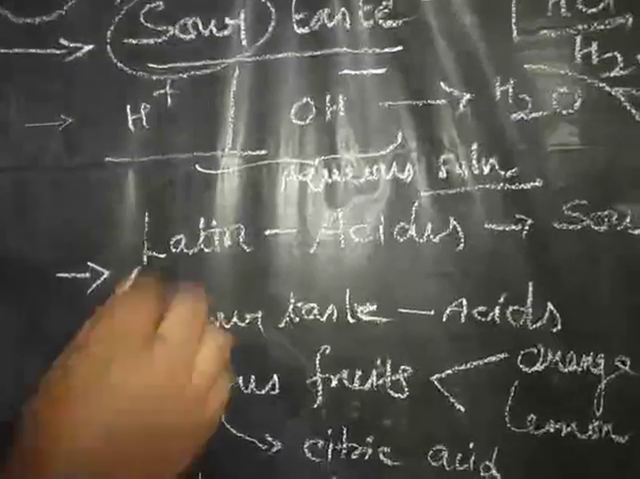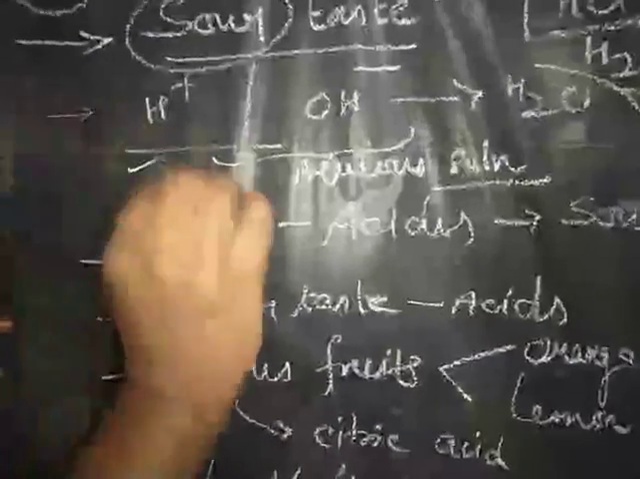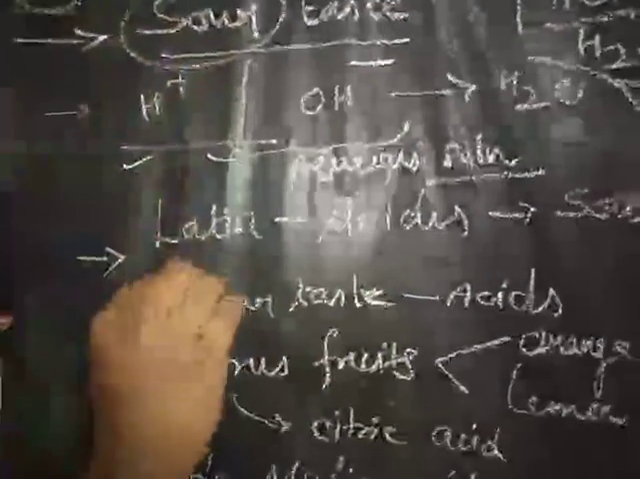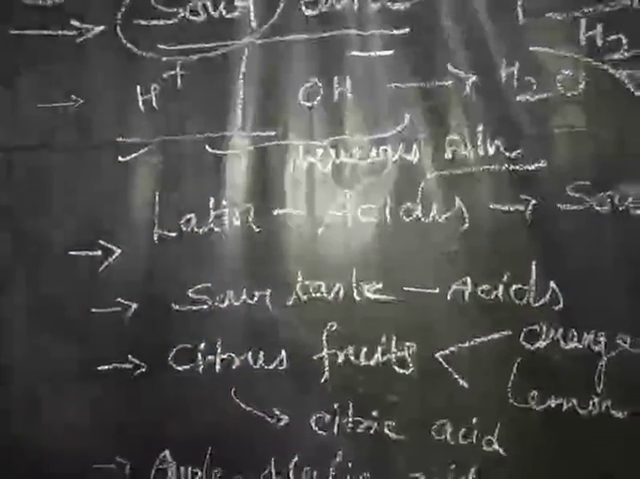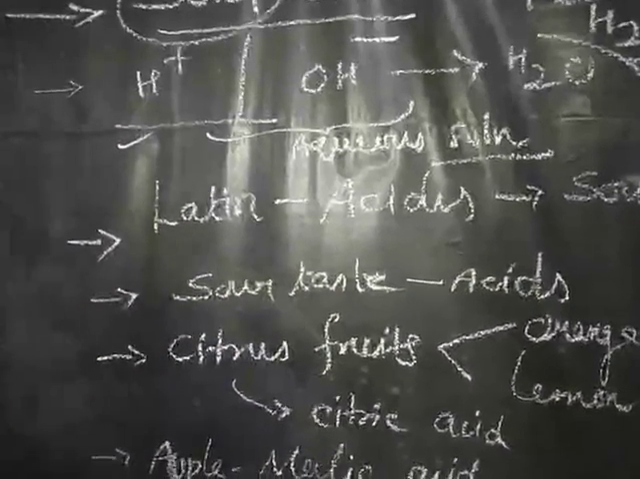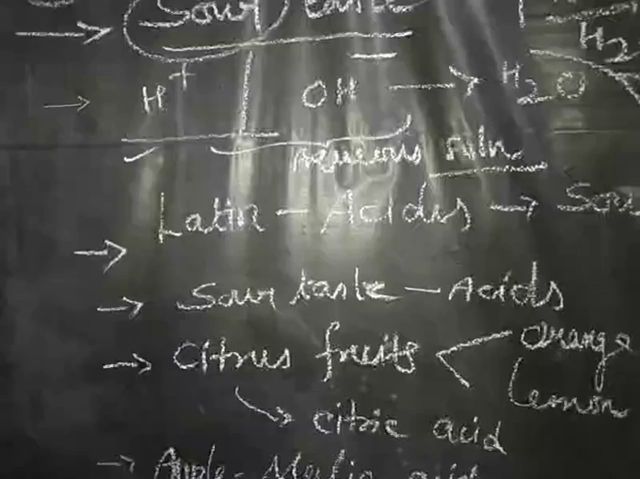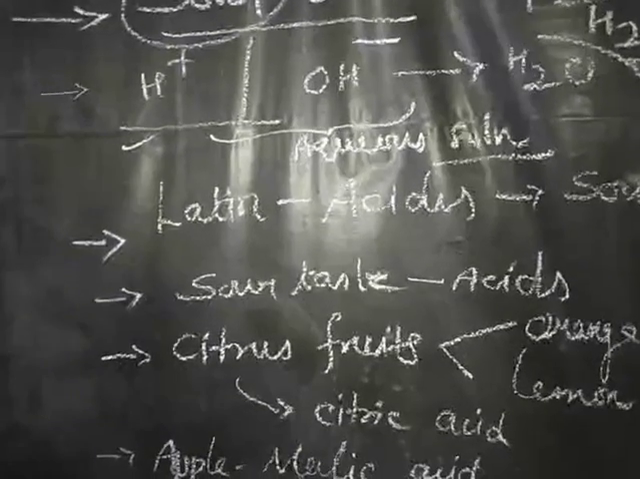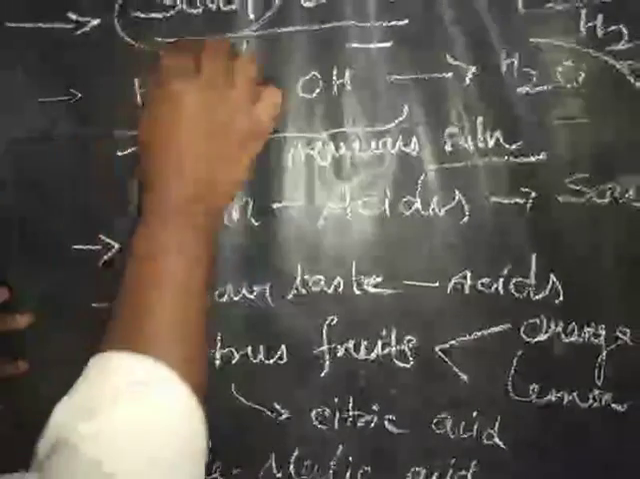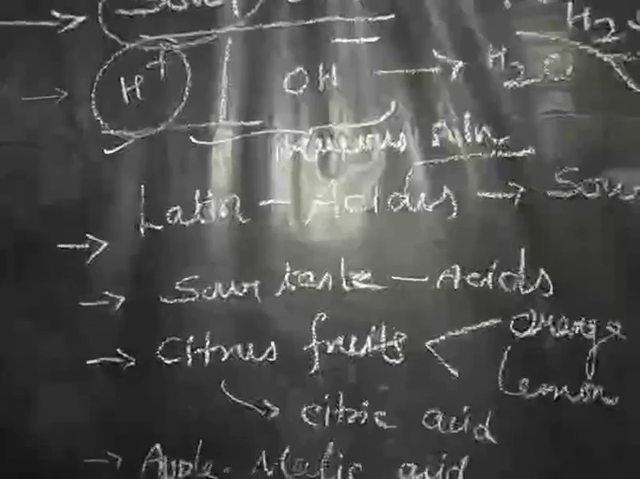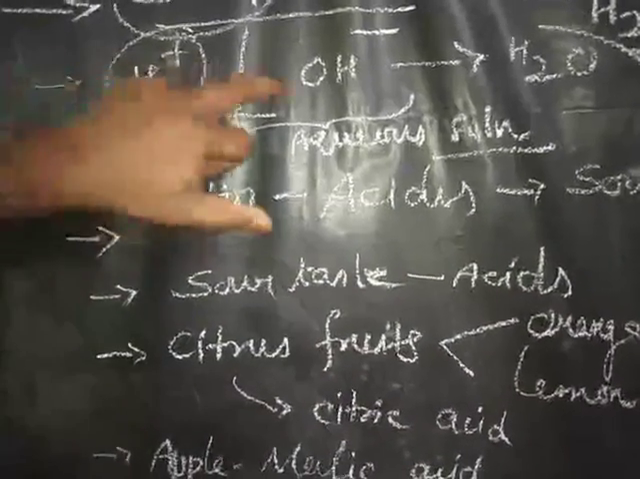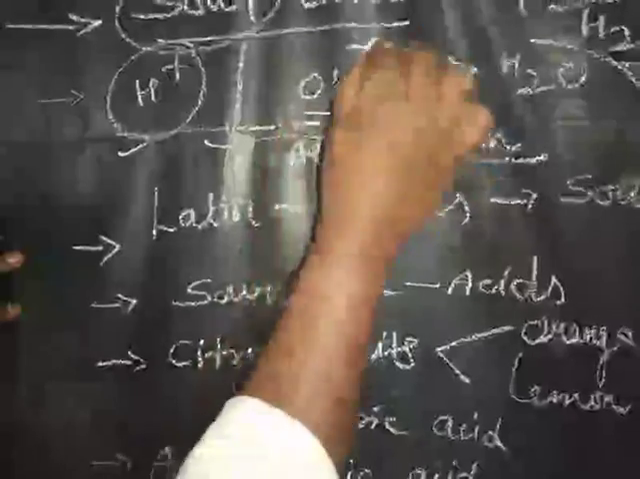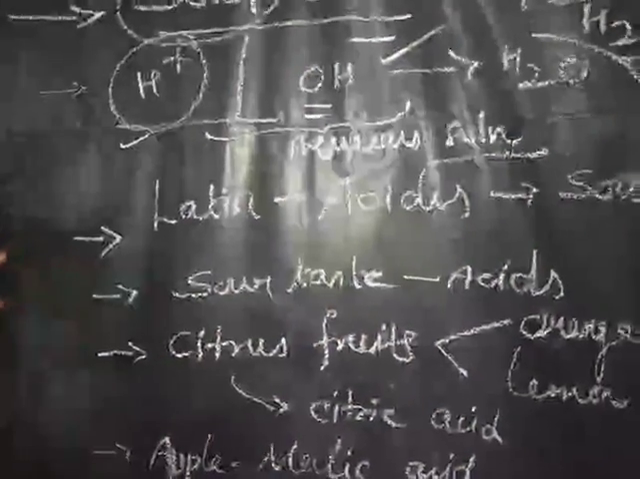Suppose we take water and pass an electric current, or use any other source; it may dissociate into ions, H plus and OH minus. Any substance that furnishes H plus ions is called an acid. Any substance that contains OH minus ions is called a base.